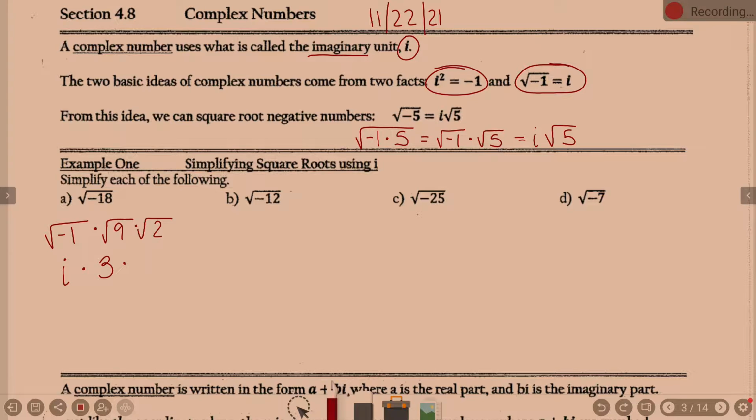What do you know about the square root of 2? It's a decimal. So what am I going to leave it as? Square root of 2. Now, all I do here is just put this back in a good form. And the good form that we usually use here is, first of all, whole numbers like 3 stay in front of the radical. We're going to do the same thing with i. It's not a variable, but we kind of act like it's a variable. And so when I write this answer, I'm going to write 3i times the square root of 2.